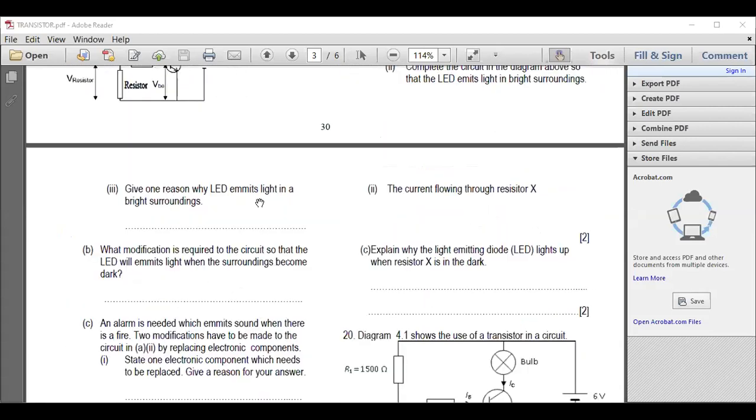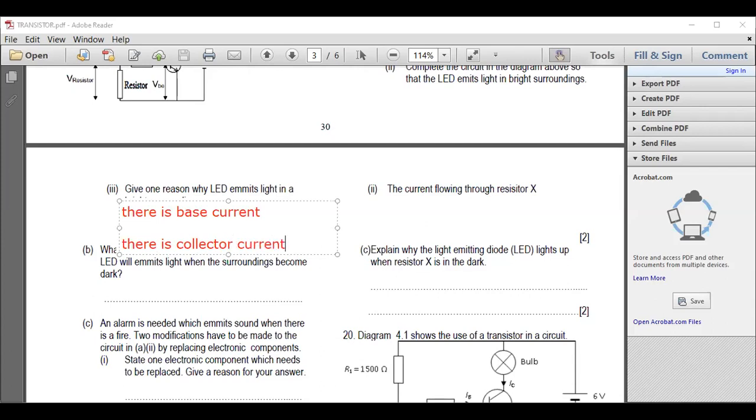Now give one reason the LED emits light in a bright surrounding. So you can give a lot of answers. You say there is base current flowing, or there is collector current flowing. Okay, so there's base current flowing, there's collector current flowing, also can. Okay, so transistor, right? The keyword is like that.